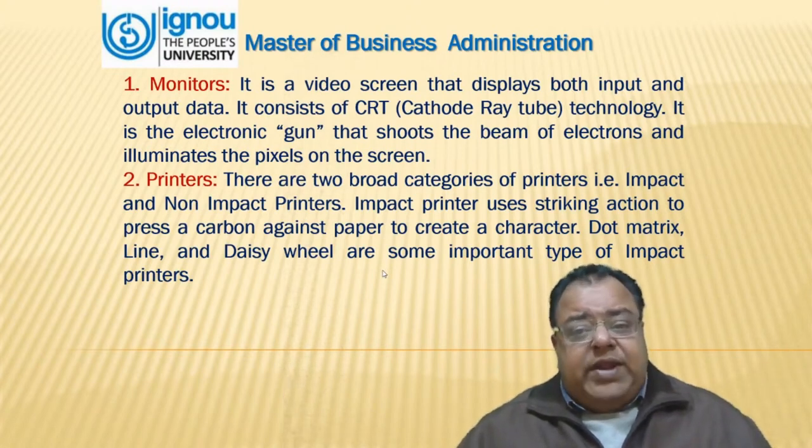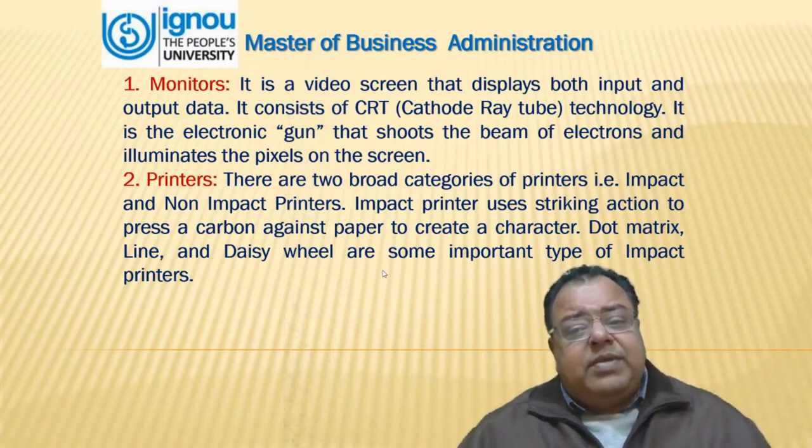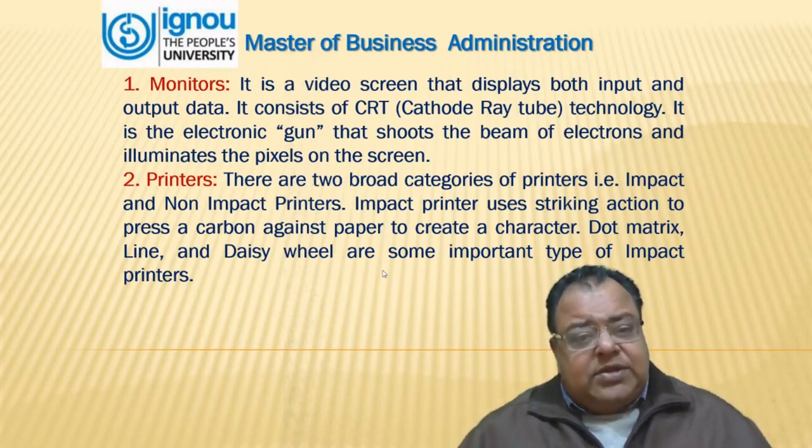It is a video screen that displays both input and output data. It consists of CRT tube technology. It has an electronic gun that shoots the beam of electrons and illuminates the pixels on the screen. This is normally what is being done. Now, as time is changing, we have different types, like LED screens and LCD screens.